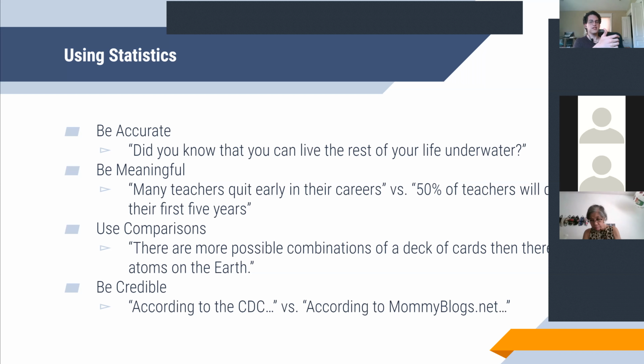We've probably heard this a lot lately. According to the CDC, the Centers for Disease Control. That's an immediately credible source. We know they know what they're talking about. As opposed to saying something like, according to mommyblogs.net, vaccines are very likely to cause autism. Yes, that's a source, but does mommyblogs.net really sound like someone who has extensive experience in the fields of virology, in disease, in autism, and so on? Not really, right?